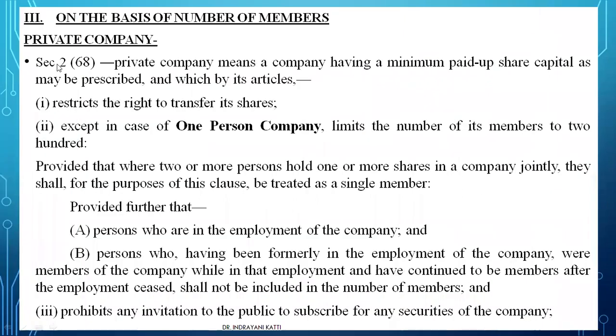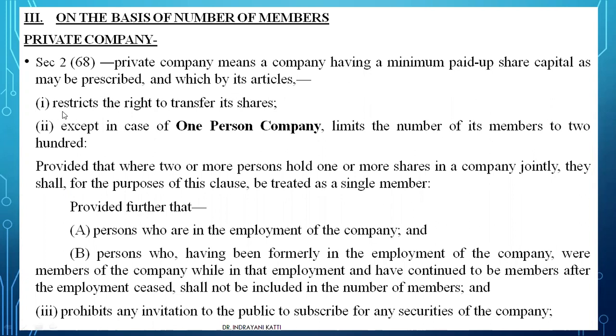Okay. So now let's move on to the next one, that is the third category of classification, on the basis of number of members. We can categorize the companies on the basis of number of members as a private company. What do you mean by private company? Let's look at the definition which is explained in section 2, subsection 68. A private company means a company having a minimum paid up share capital as may be prescribed and which by its articles. Here they have not given a particular amount as a minimum paid up share capital, right? It may be prescribed from time to time. In its articles, it will be prescribed.